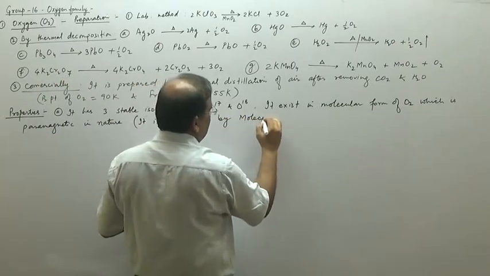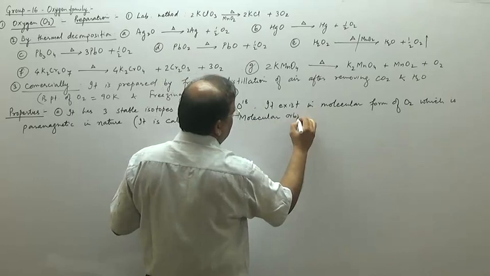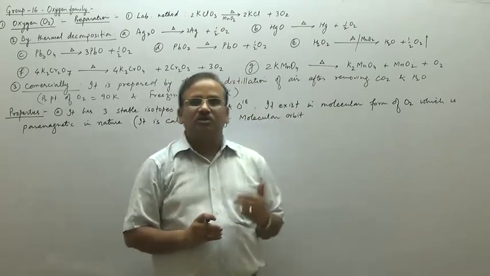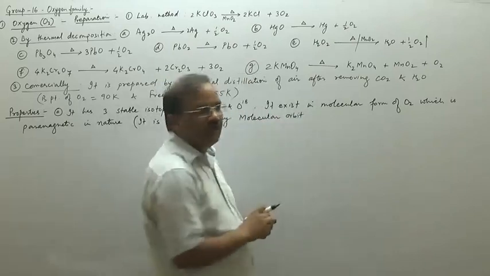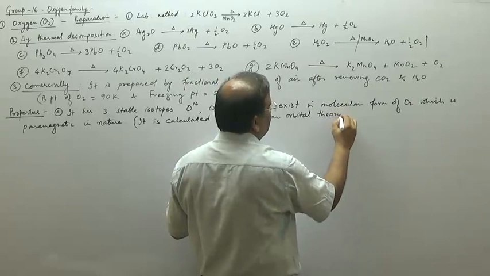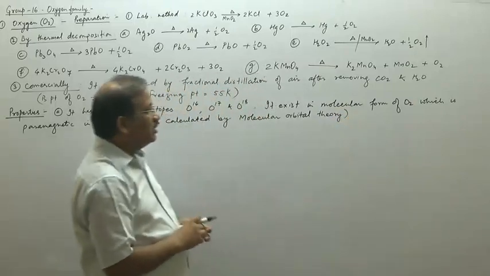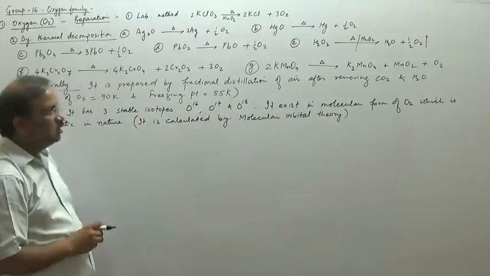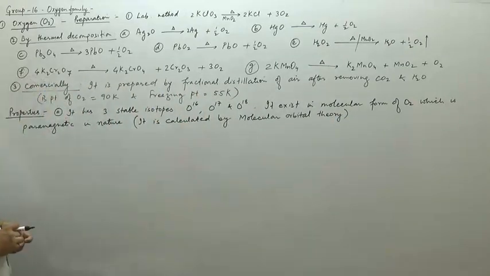In molecular orbital theory, we know that there are 2 unpaired electrons in the anti-bonding pi star 2px and pi star 2py orbitals, which proves it. That is how we can write how it exists. It is paramagnetic in nature, and the reason is known to us.